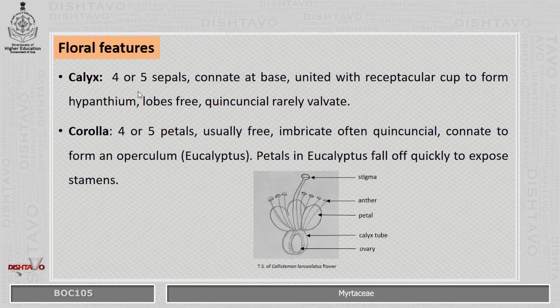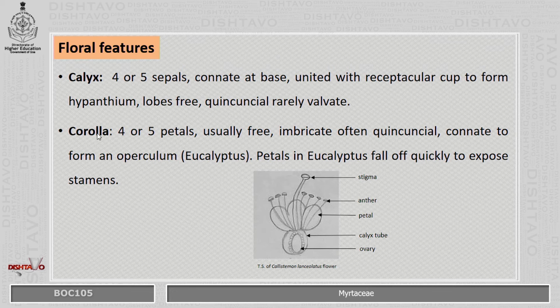Floral features: calyx, corolla, androecium, gynoecium. These are the 4 floral whorls of a flower. You can see here the TS of Callistemon lanceolatus flower. It shows the calyx tube, petals, anthers and stigma. You can see here the inferior ovary. Calyx is mostly 4 or 5 sepals. They are connate at base, united with receptacular cup to form a hypanthium. Lobes are free, quincuncial and sometimes they show valvate aestivation.